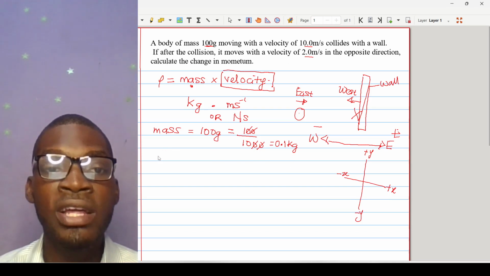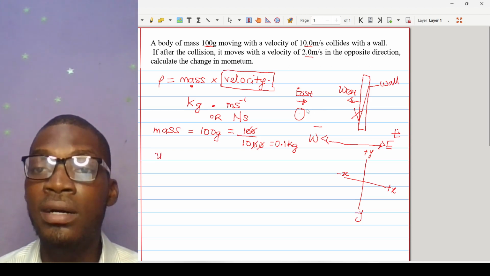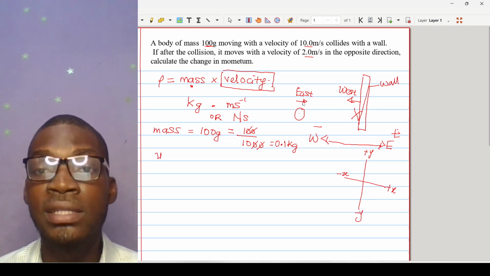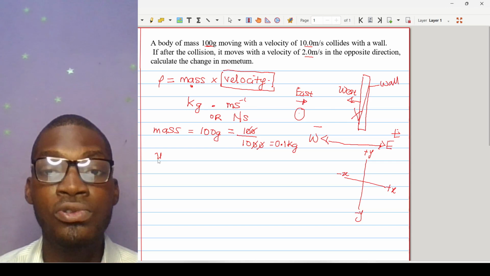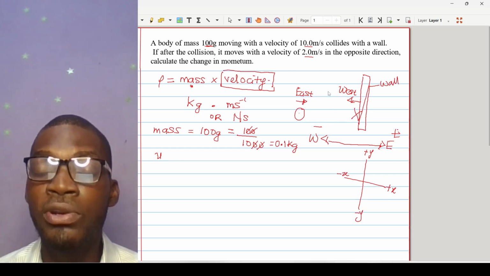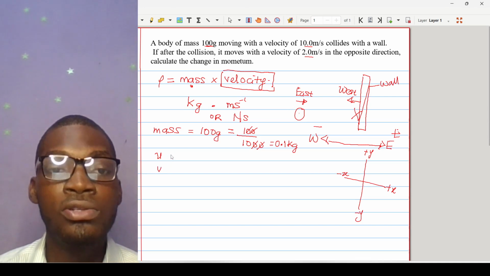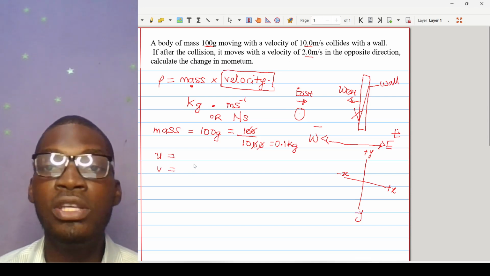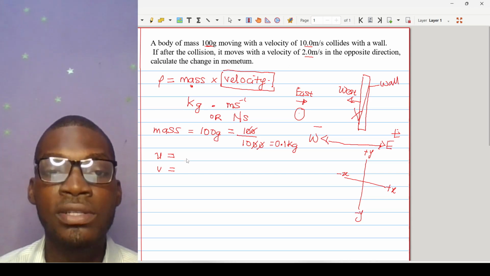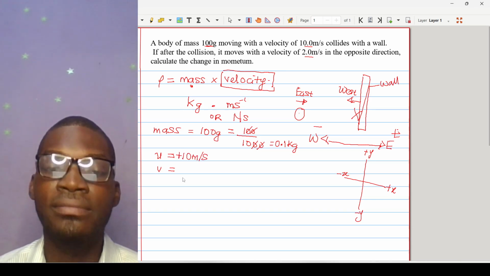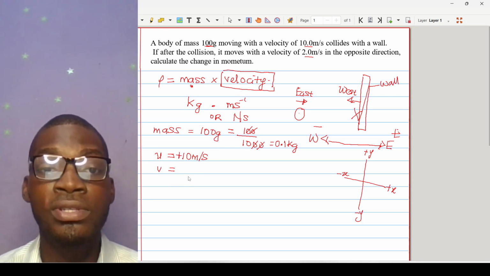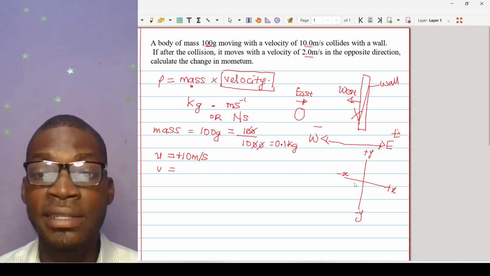So the next parameter we are looking for is the initial velocity. Remember, from this diagram, when it was going, that was before collision, there's an initial velocity, which I'm going to use U to represent. And after collision, there's a final velocity, which I'll use V to represent. So our initial velocity is 10 meters per second. So we have positive 10 meters per second. I'm going to put a plus sign there, and I'm sure you understand why: because it's a vector quantity and the direction matters.